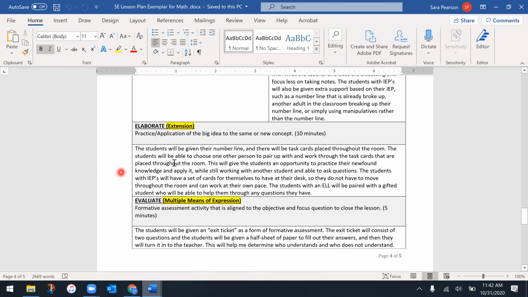Finally, we come to our elaborate, which I have as our extension for the day. So when you're looking at the lesson plan template, how are we going to extend their ideas and have them practice or do more work around this idea? This also goes in with our multiple means of engagement as well. The elaborate section is how they're now applying their new learning.